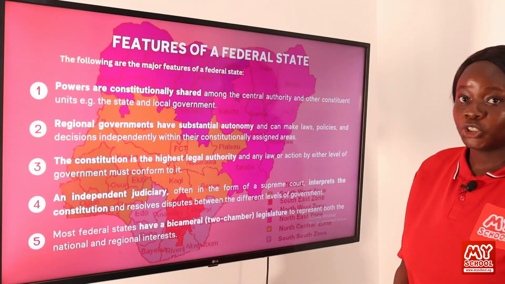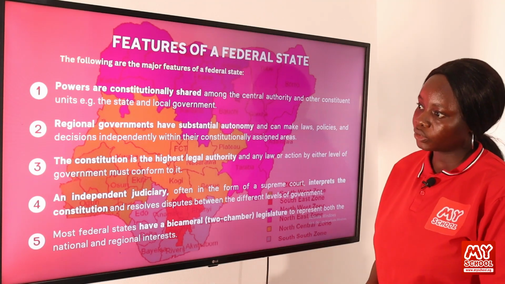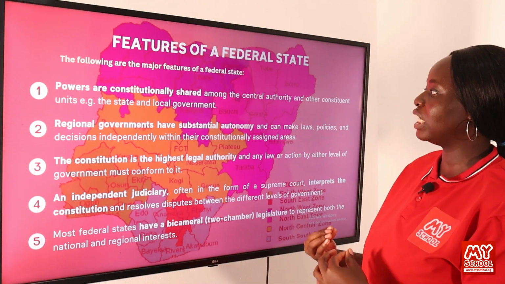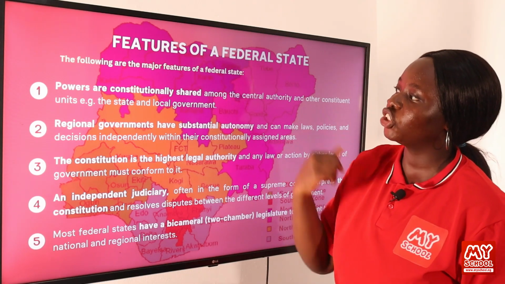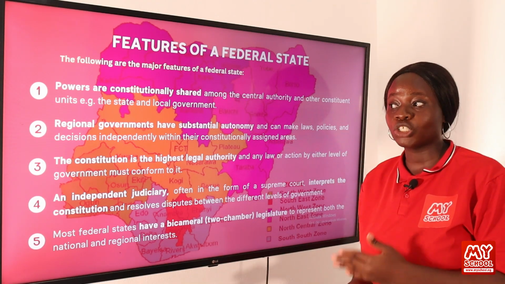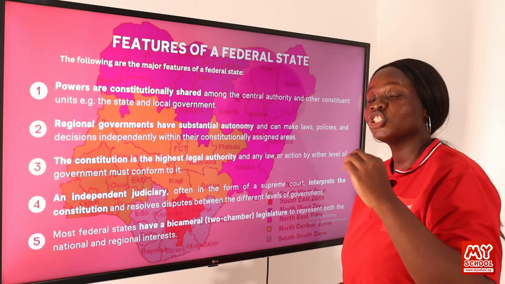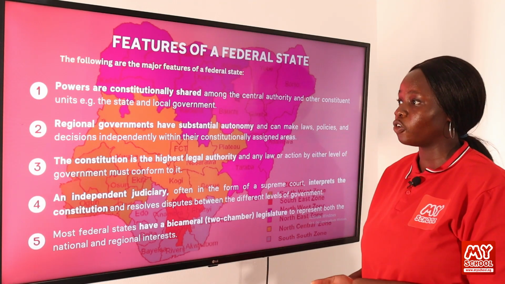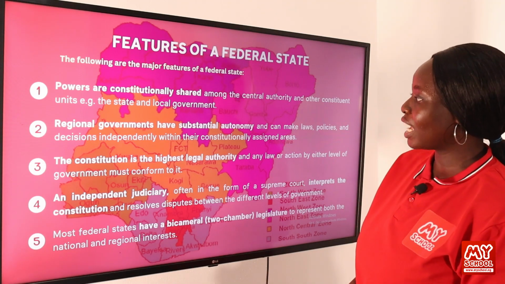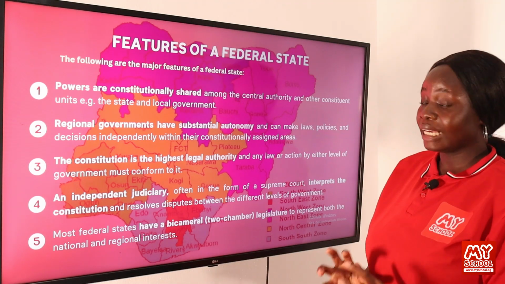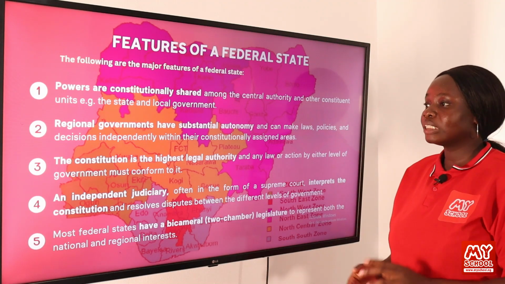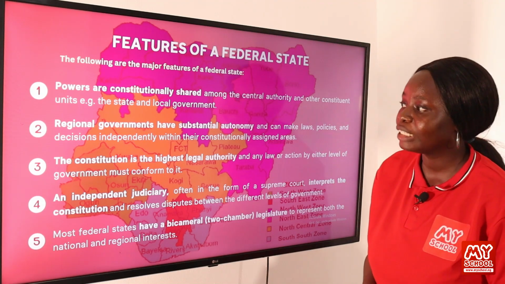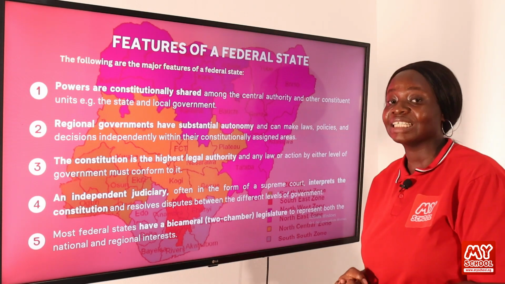Now we're going to discuss the features of a federal state. One of the features is that powers are constitutionally shared among the central authority and other constituent units, e.g. the states and local governments. Again, the constitution is important. The constitution is supreme in a federal system of government. Regional governments have substantial autonomy. Again, autonomy means independence and freedom. And so they can make laws, policies and decisions independently within their constitutionally assigned areas.